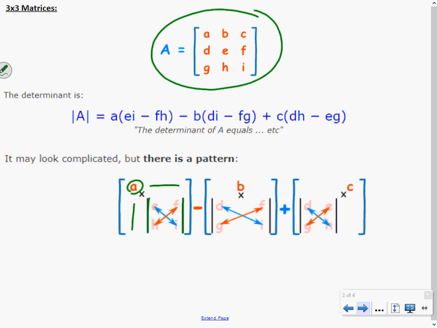Then we're going to subtract B. And notice we're not paying attention to anything in the row or column of B. We're taking the determinants of what's left over. And then we're going to add that with C. Notice again, we're not paying attention to anything else in the row or column that C is in. We're going to multiply that with the determinant of that lower left-hand corner. So let's look at an example here so I can help you make more sense of this.